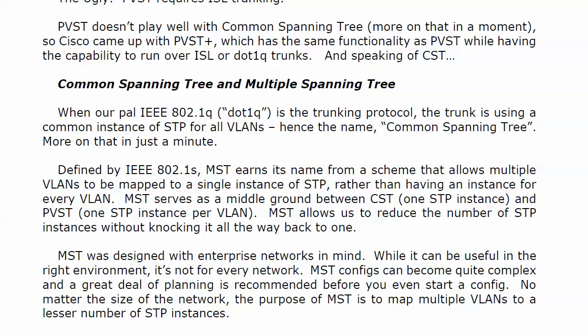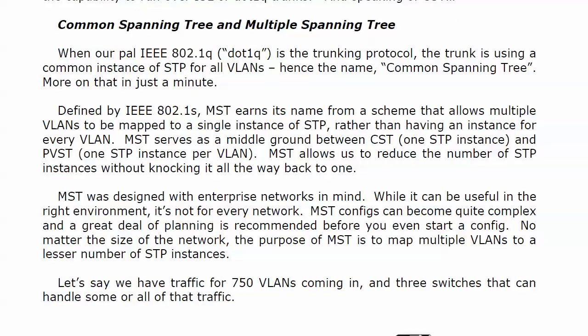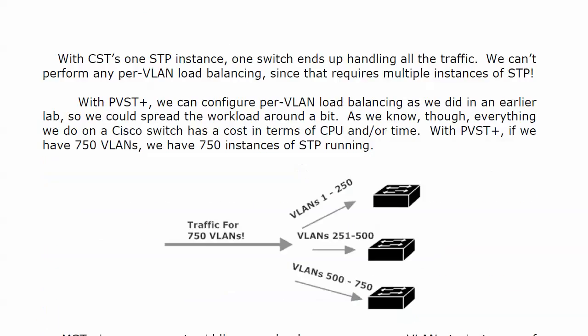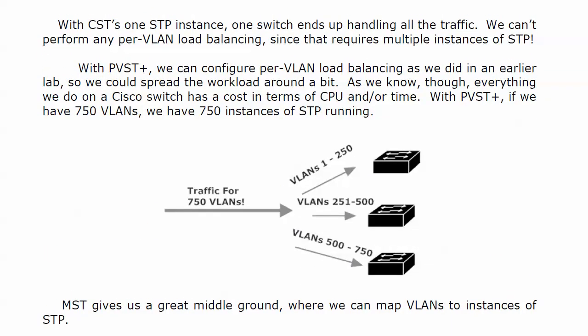But again, no matter the size of the network, the basic purpose of MST is to cut down on the number of STP instances because we're going to map multiple VLANs to a lesser number of instances. Let's say that we had traffic for 750 VLANs coming in here and 3 switches that can handle some or all of the traffic. Well, with CST's one STP instance, one switch would end up handling all the traffic. And we couldn't perform any per VLAN load balancing because that requires multiple instances of STP.